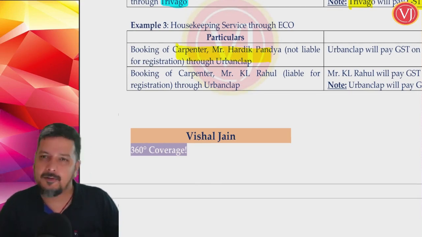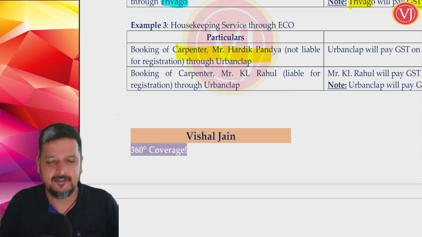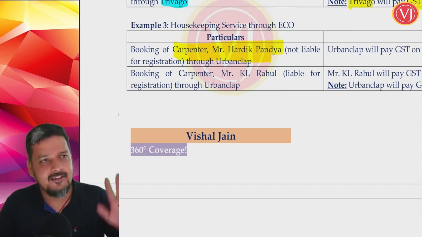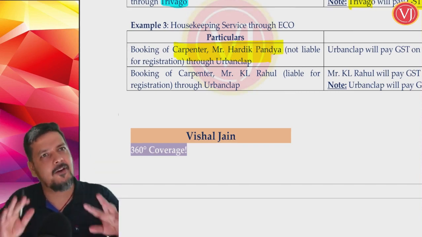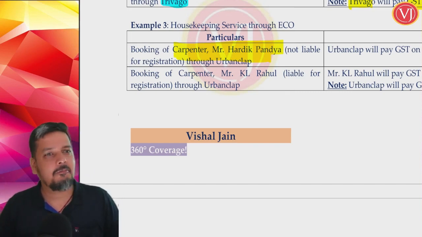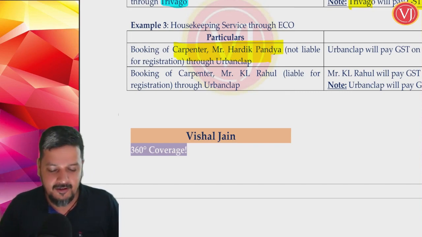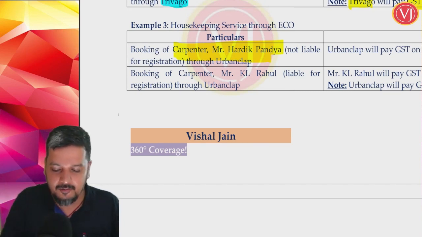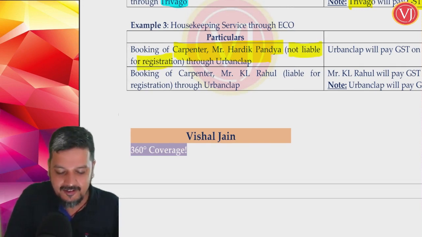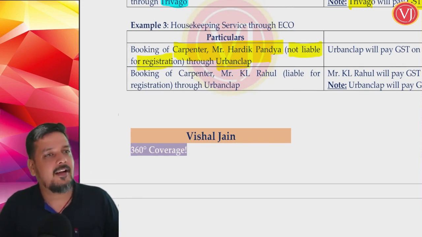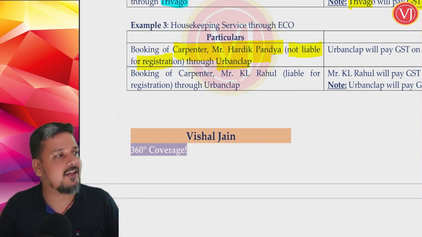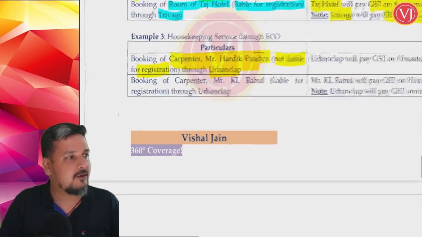Carpenter. Now Hardik Pandya's situation is only like that. Right? This example was drafted long back, but in today's scenario it is more relevant. Booking of a carpenter, Hardik Pandya, who is not liable for registration, through Urban Club. Carpenting charges are 1000 rupees. Urban Club commission is 100 rupees.